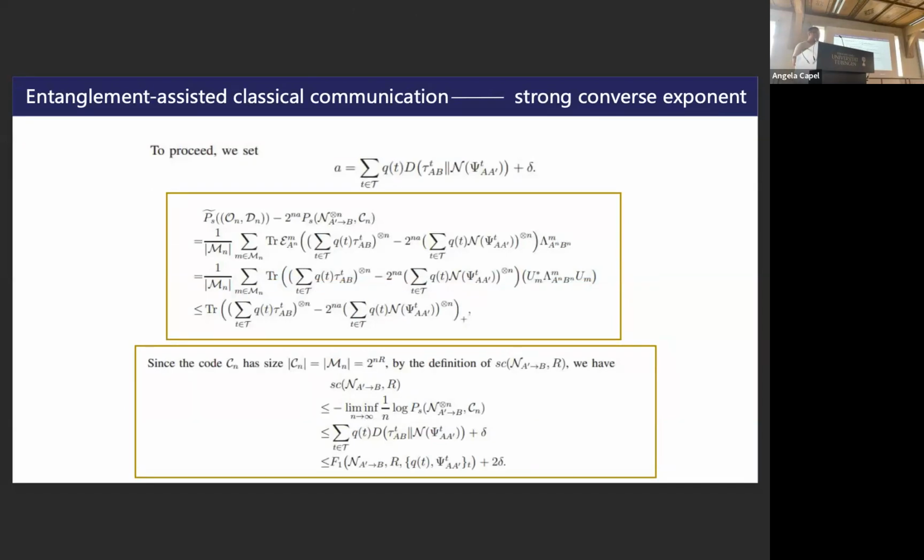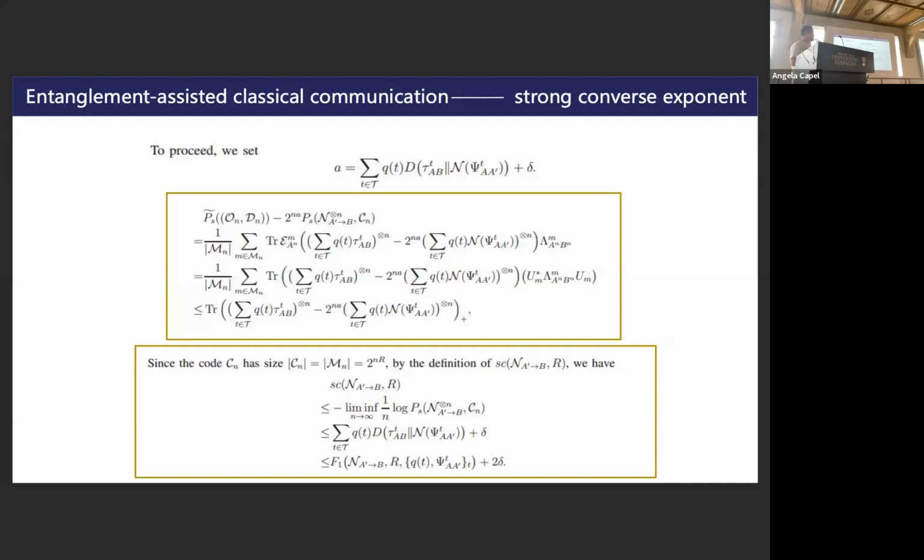Because the first term in the first line goes to 1 as n tends to infinity, we can directly get an upper bound for the exponential rate of the success probability from this inequality. Finally, by the definition of the strong converse exponent and F1, we can complete the proof of the first case.